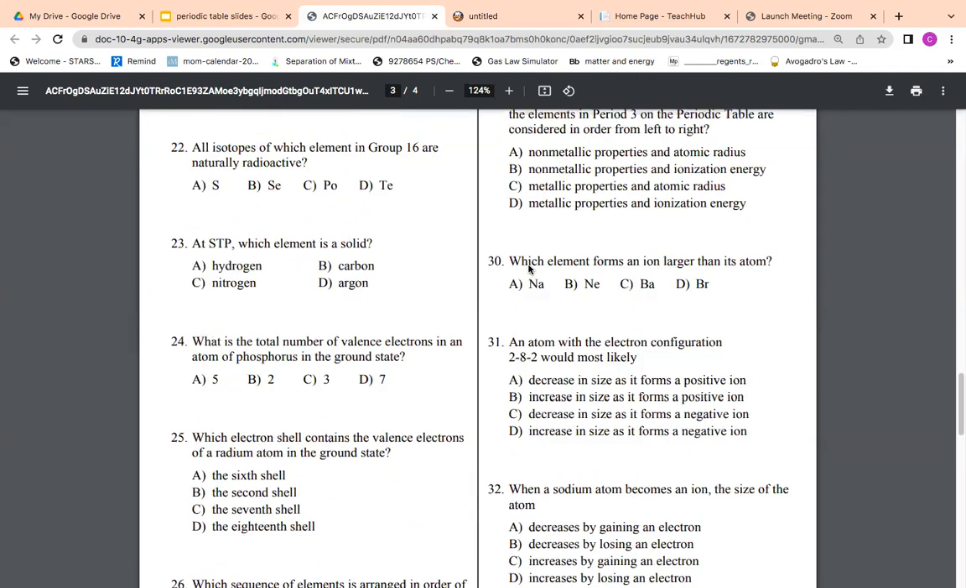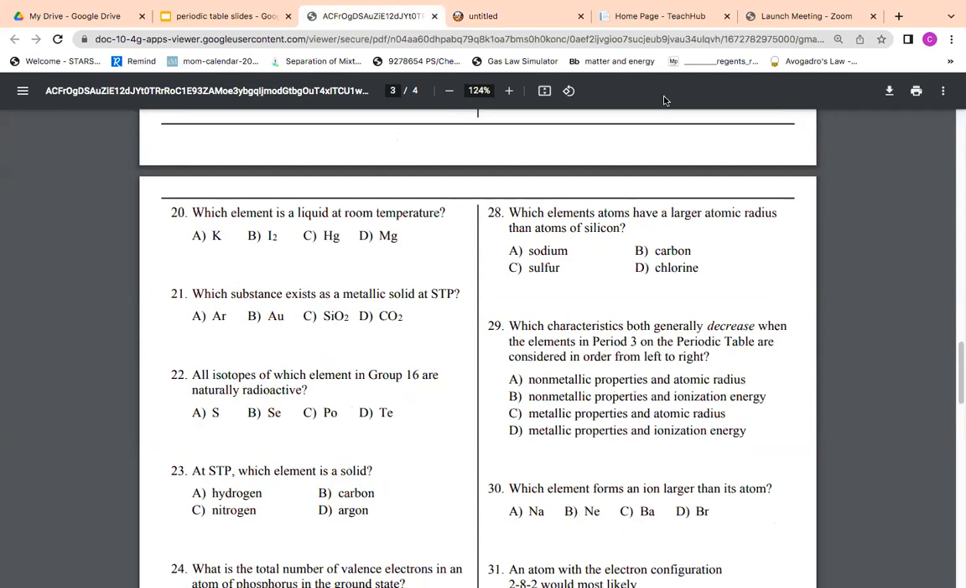All right. Question 28. Which atoms have a larger atomic radius than atoms of silicon?